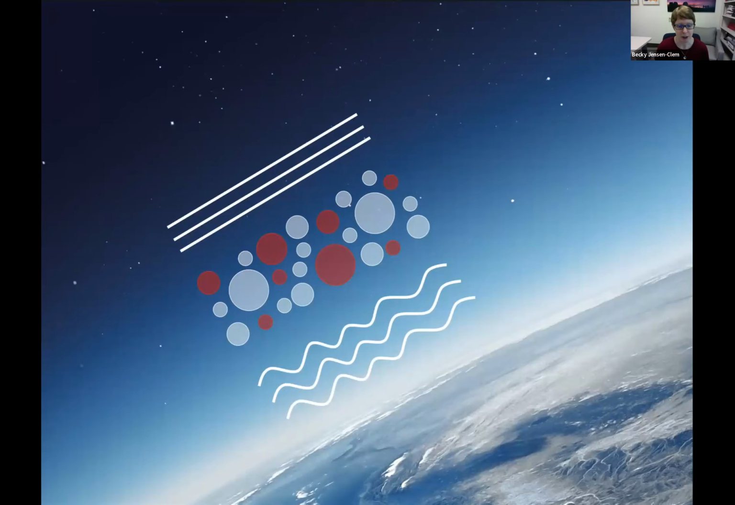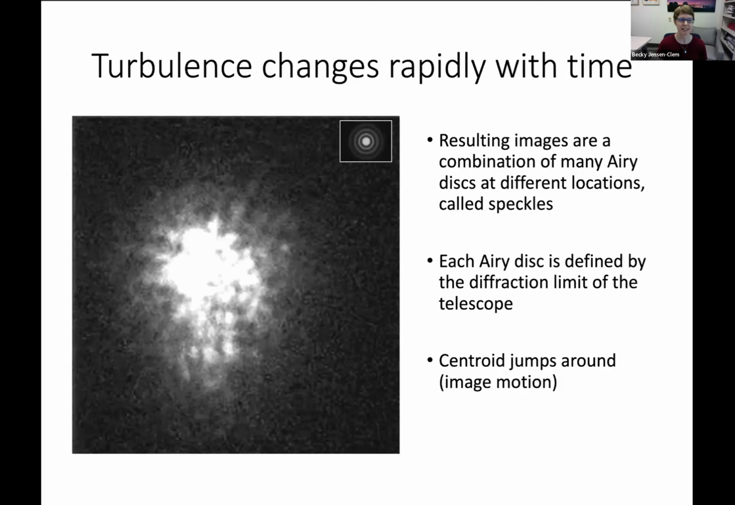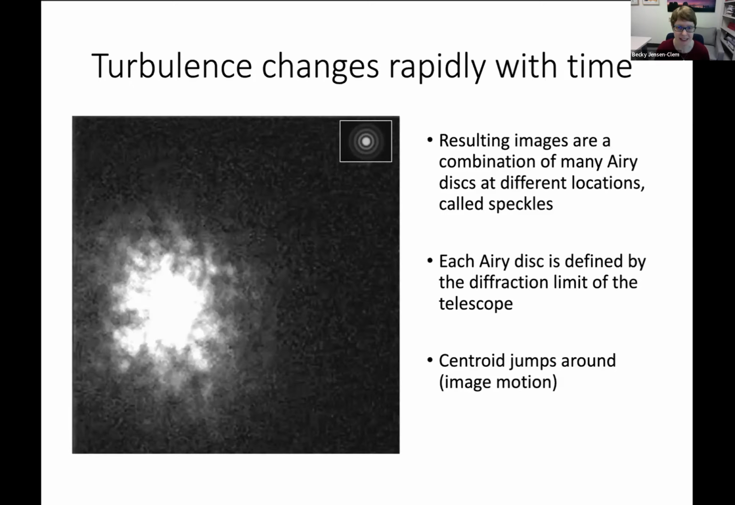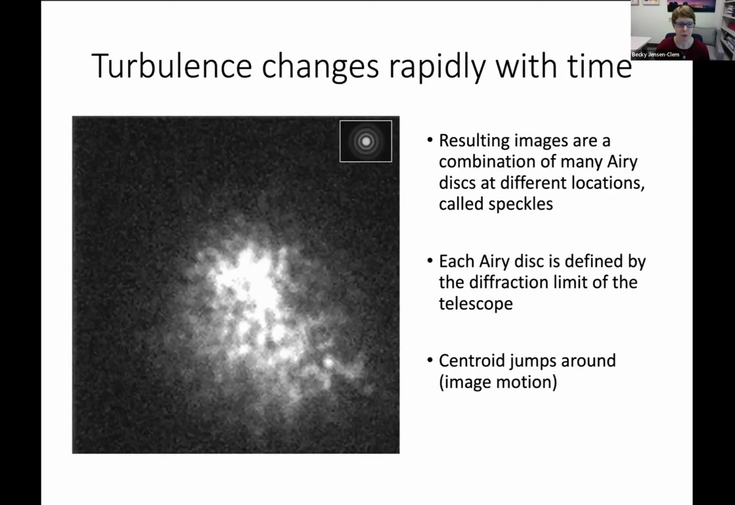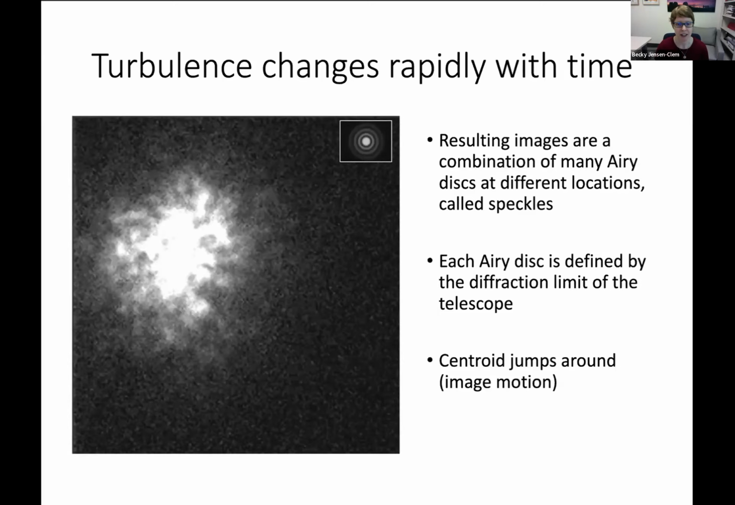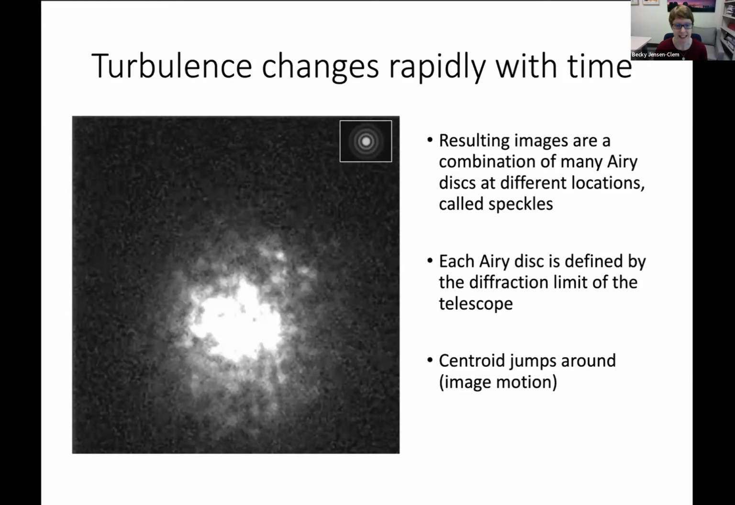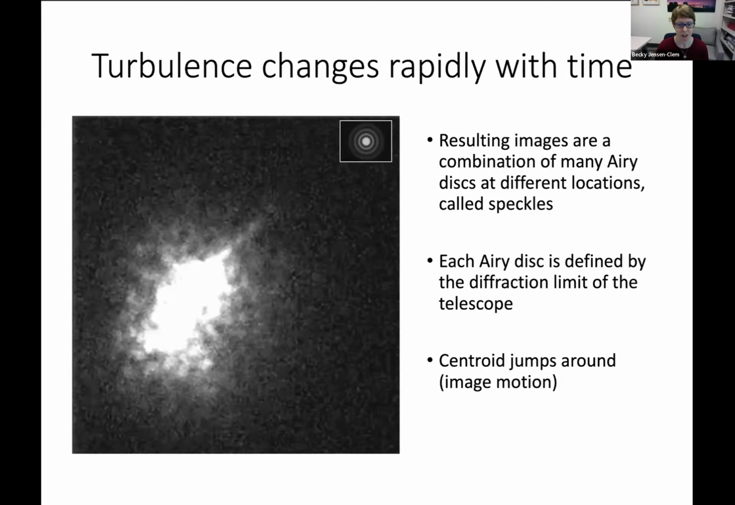So instead of that perfect Airy disk, what we might see on the ground if we were taking millisecond exposures might look something like this animation. What we're seeing with our telescope are images that are representative of a combination of many Airy disks at different locations. And these are called speckles.